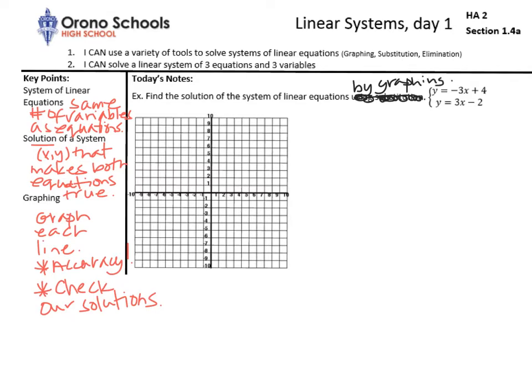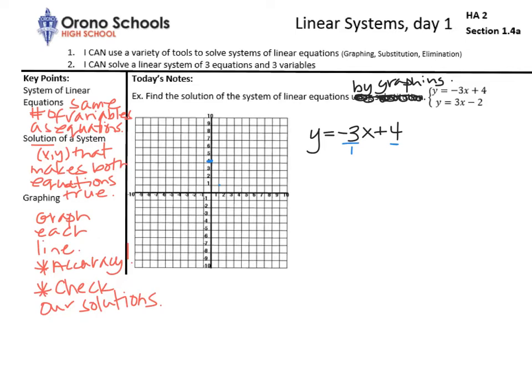Now take a look at each equation. The nice thing about this system is that y is already isolated. They're both in slope-intercept form. I'm going to start with y equals negative 3x plus 4. Notice it has a y-intercept of 4, so on the y-axis, I'll plot that. And then my slope is negative 3 over 1. I'll count down 3, 1 to the right.